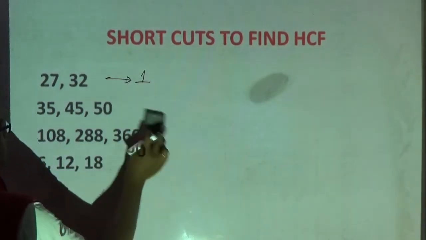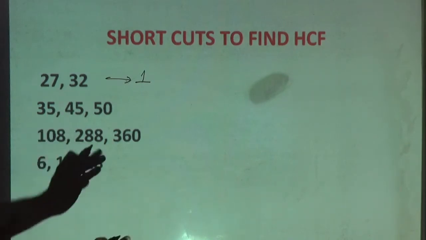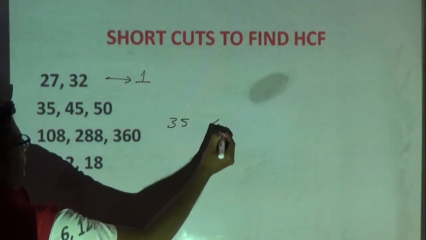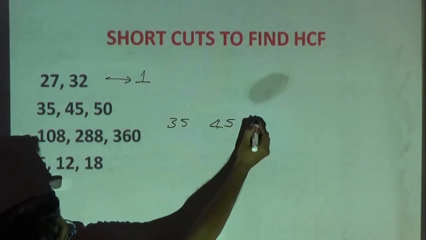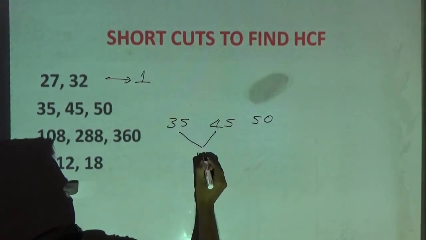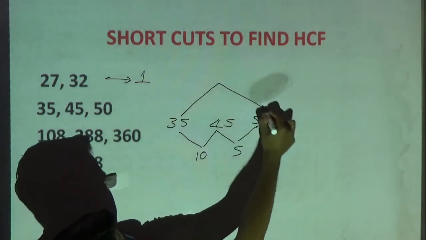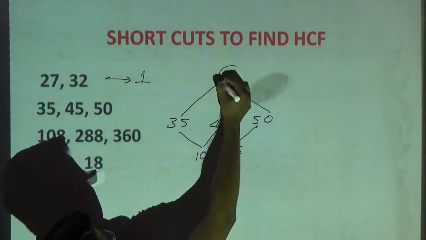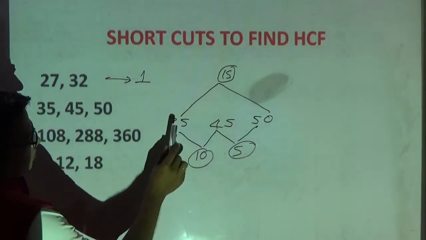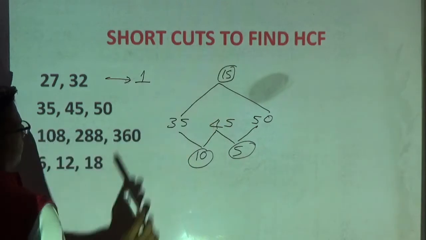Now, I need to find out the HCF of 35, 45 and 50. 3 numbers I am finding. No need to worry. Follow the trick I am going to give you now. Please observe. What is the difference here? 10 is the difference. What is the difference here? 5. What is the difference between these two numbers? 15. I need to find the differences of the 3 numbers: first and second is 10, second and third is 5, third and first is 15.